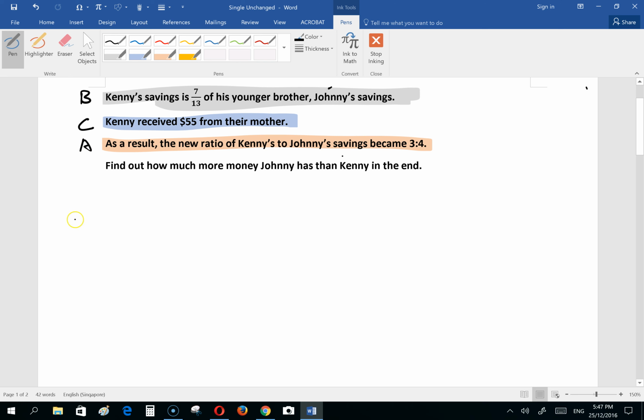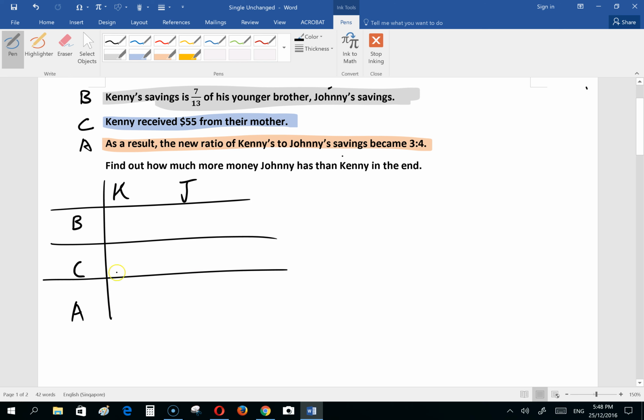Having done this, we will draw the before, change, after table between Kenny and Johnny. Step 2. We now need to interpret the key information and tabulate it. From the before statement, Kenny's savings is 7 out of 13 of his younger brother, Johnny's savings. So allocate the units. 7 goes to Kenny, 13 goes to Johnny, and we will input it into the table as follows.